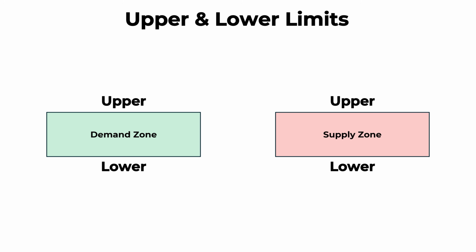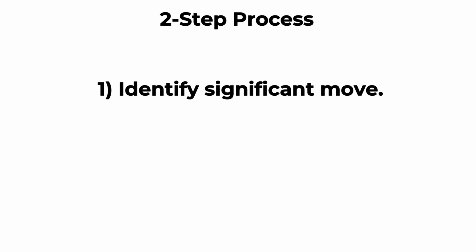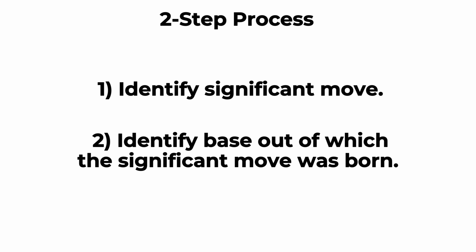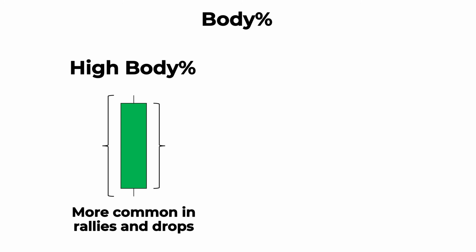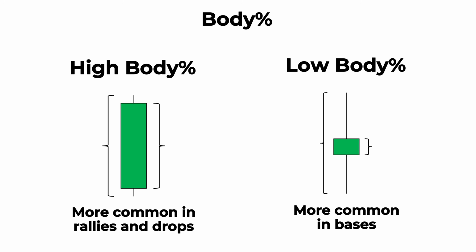In order to identify supply and demand zones, we can follow a simple two-step process. Number 1, identify a significant move, and number 2, identify the base out of which the significant move was born. One of the characteristics of a significant move is the presence of candlesticks with high body percentage, meaning that the candle body occupies most of the candle range. This is a sign of certainty. On the other hand, it's common to find candles with low body percentage in a base. So this is another detail you can pay attention to in this two-step process.